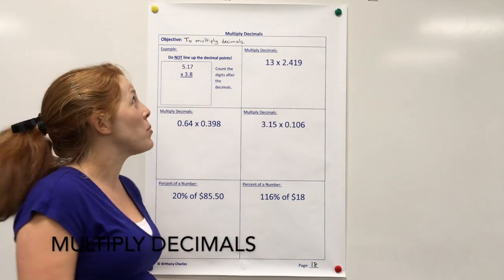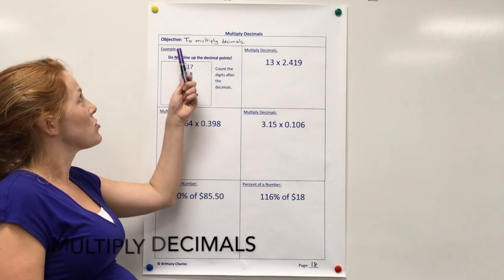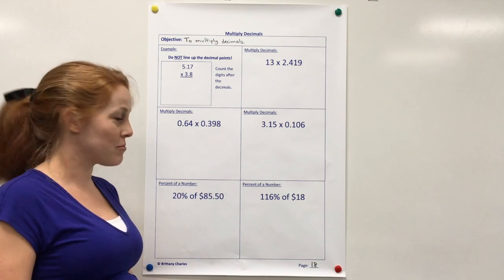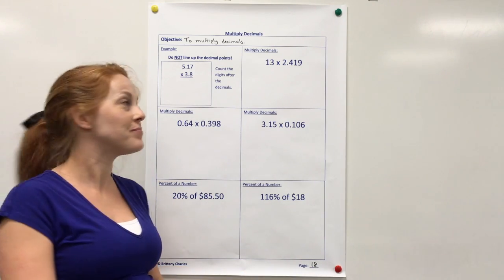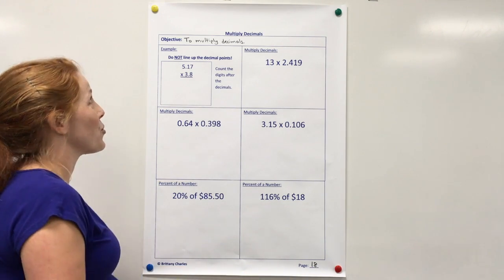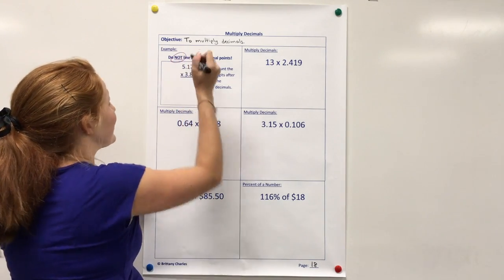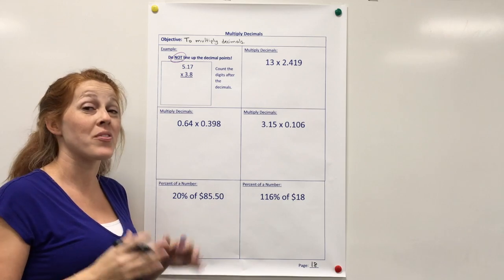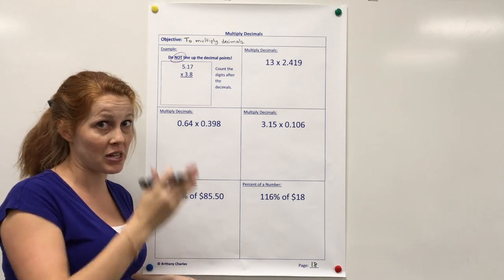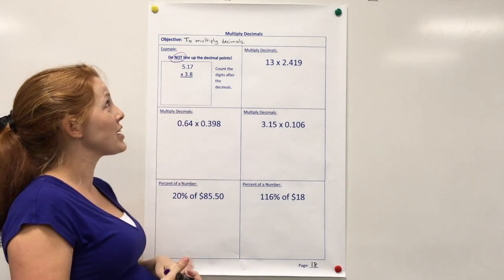All right, today we are multiplying decimals. So your objective is to multiply decimals, on page 18. One key thing here is you do not line up the decimal points. With adding and subtracting, you have to line up the decimal point, but for multiplying, you don't.